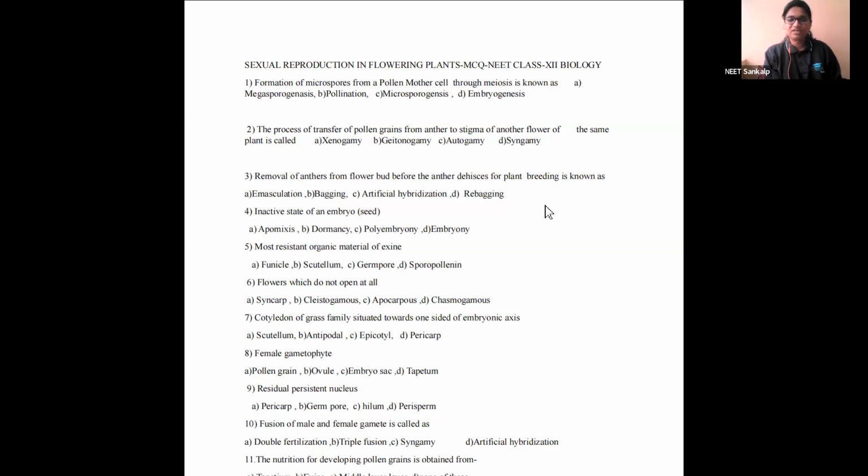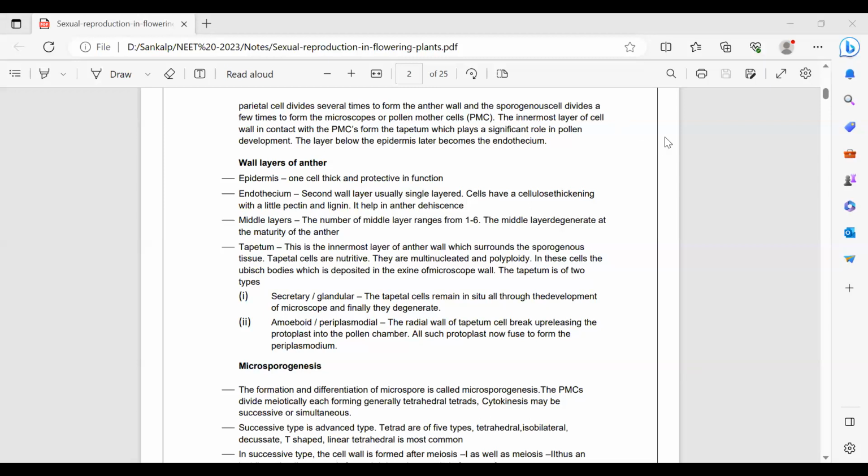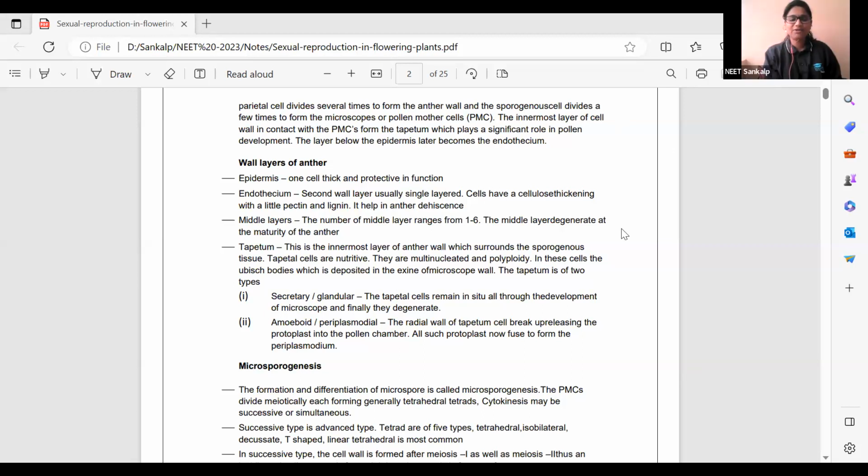Now let us proceed with the notes again. Whether the words are clear, whether the words are visible clearly. Yes or no? Okay. Now, Radhika, can you read out the wall layers of anther?